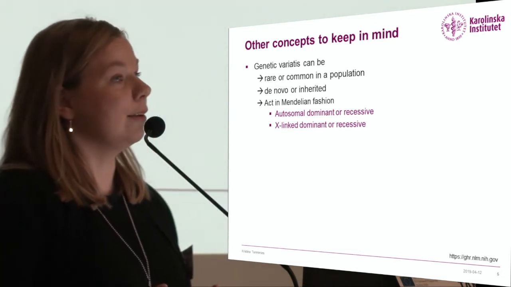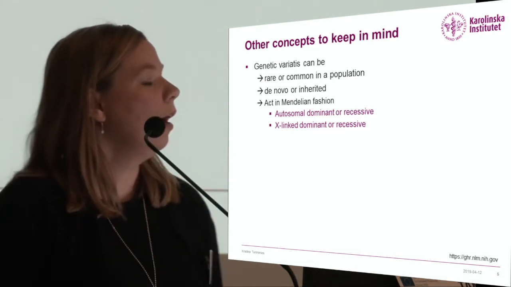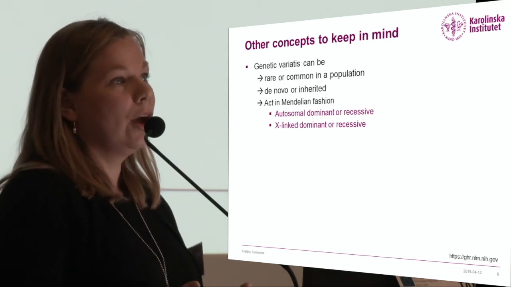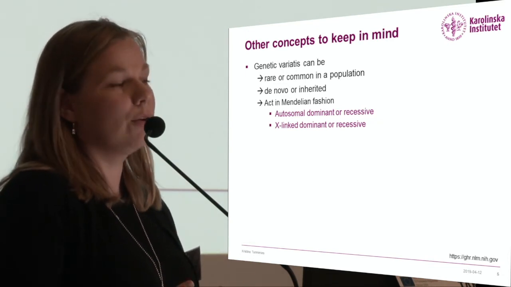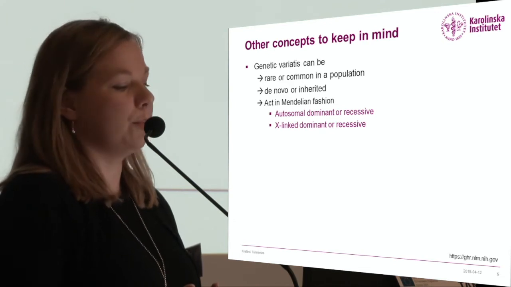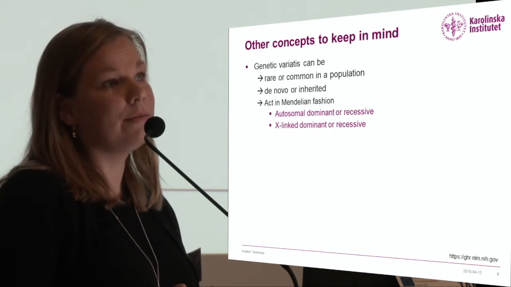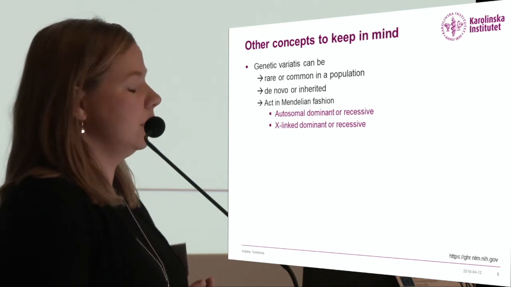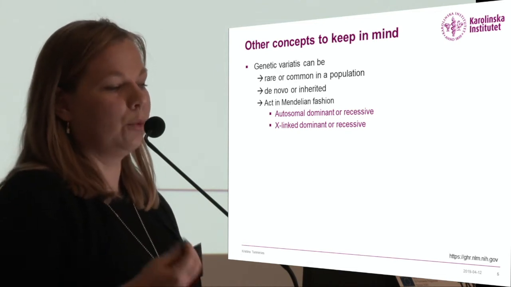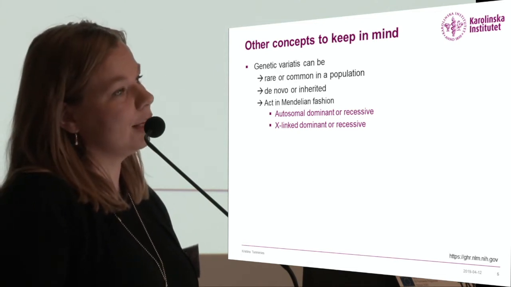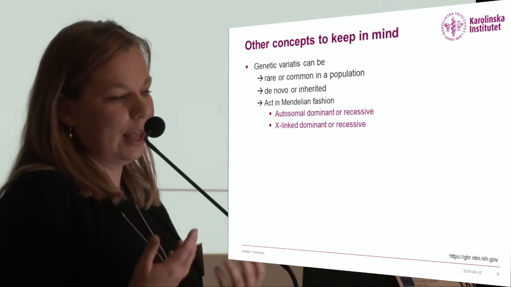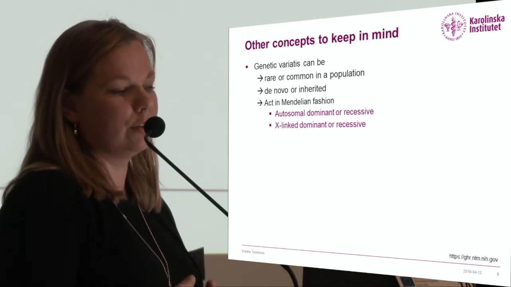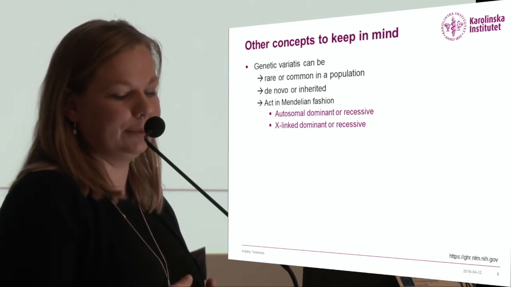These variants can be de novo, so they are only seen in the case or the child, and not in the parents. And these we find a lot in neurodevelopmental disorders, and we can also interpret this a bit differently, because then we know that they might have more consequences, or then they can be inherited.